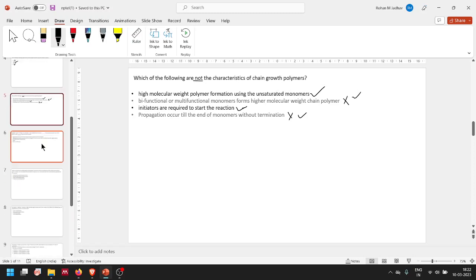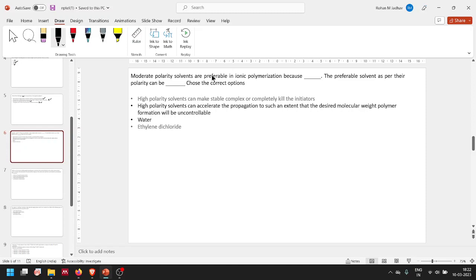Moving on to the next question: moderate polarity solvents are preferable in ionic polymerization because, fill in the blank. Then the preferable solvent as per the polarity can be another blank, and we have to choose the correct options. In the ionic polymerization process, the reactivity of the ion increases with increase in polarity of the solvent. A high polarity solvent would give you a high rate of reaction and high molecular weight. But there is a catch: high polarity solvents can react very easily with initiators and completely stop the reaction.